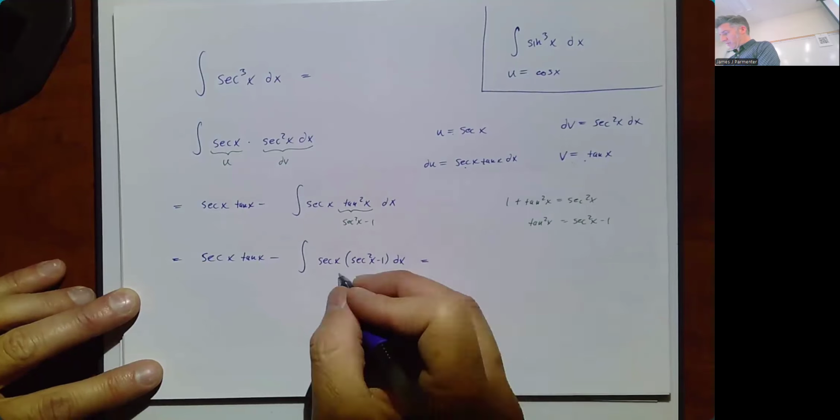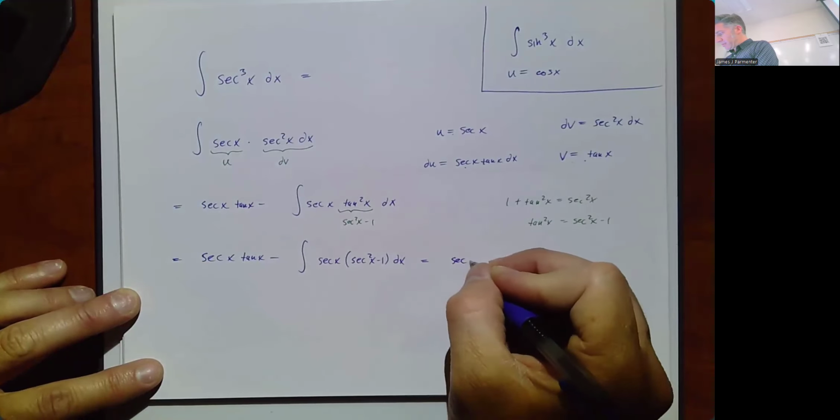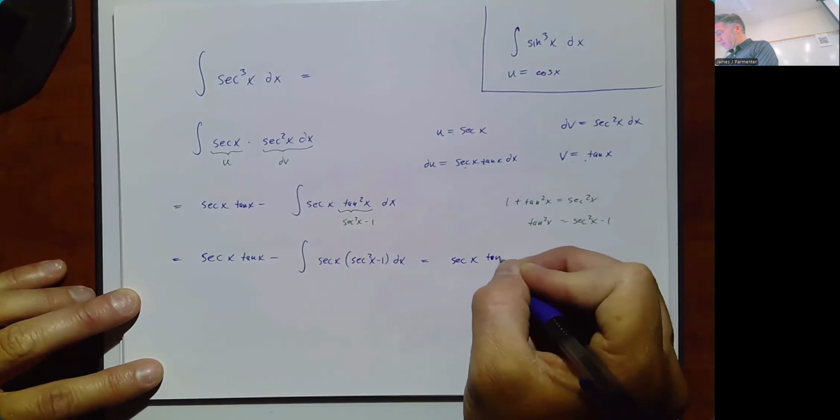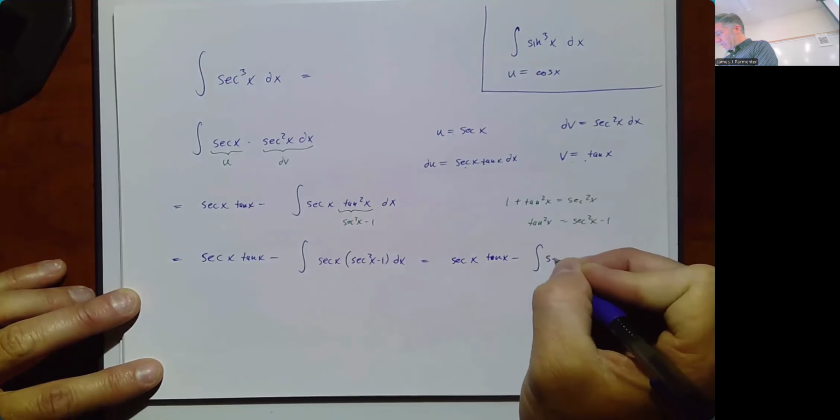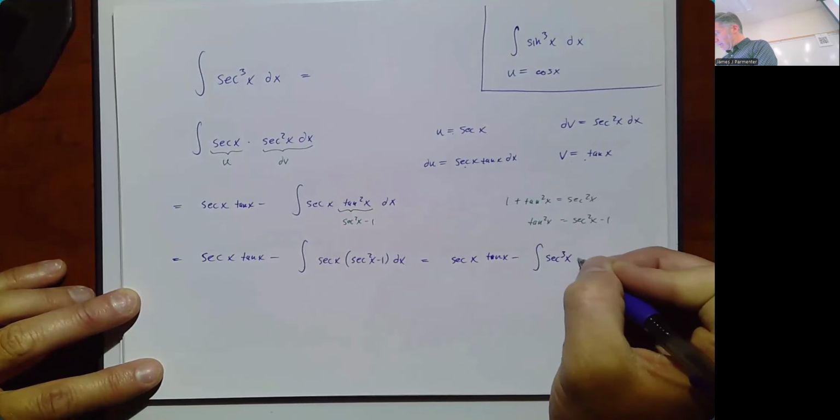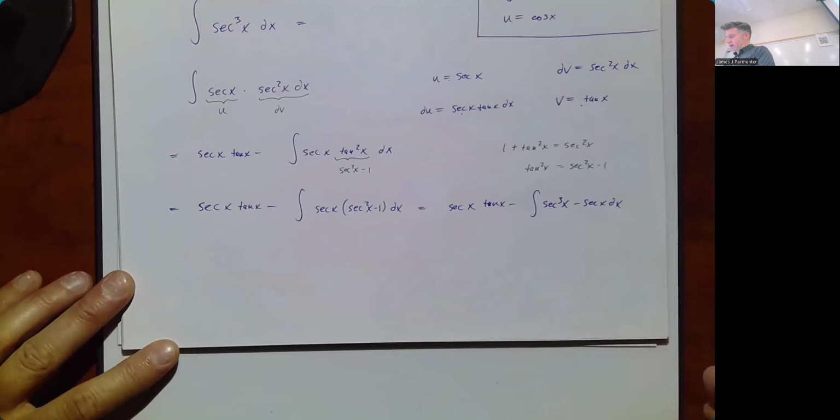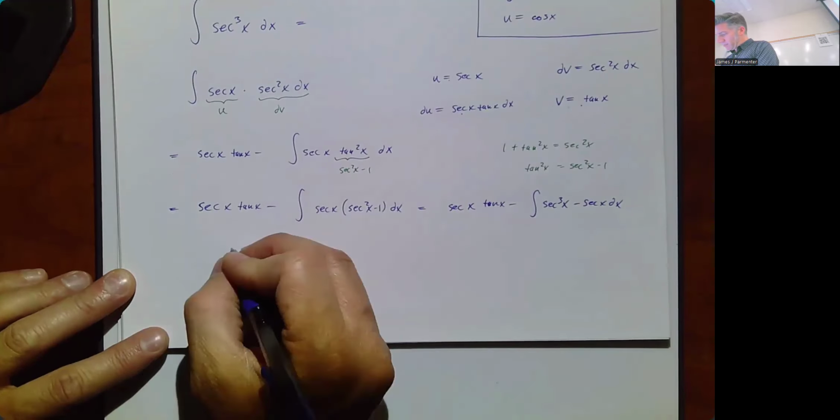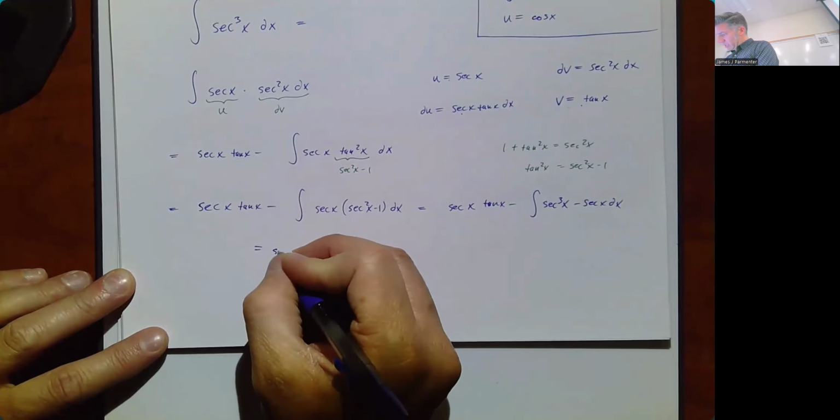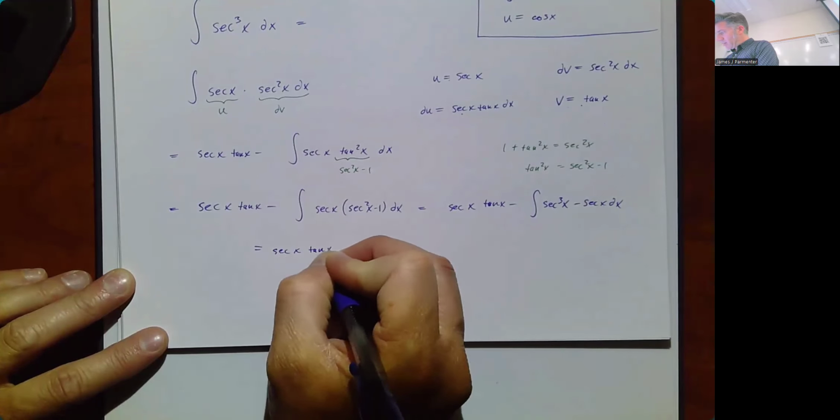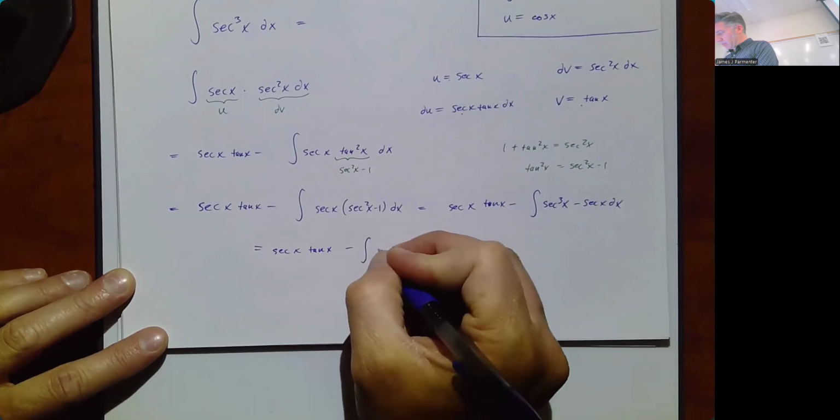We're going to distribute that secant x to get secant x tangent x minus the integral of secant cubed x minus secant x. And then we're going to break up this right side so that we have secant x tangent x minus the integral of secant cubed x.